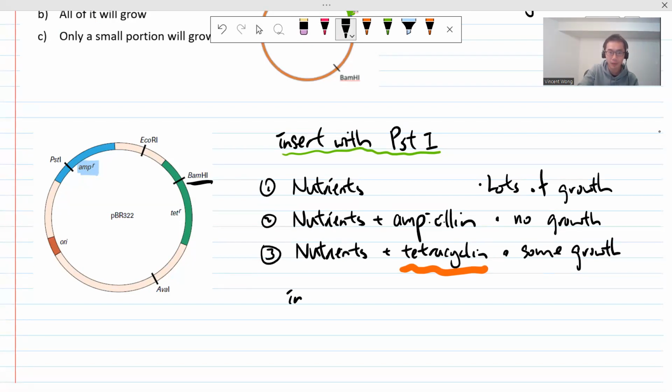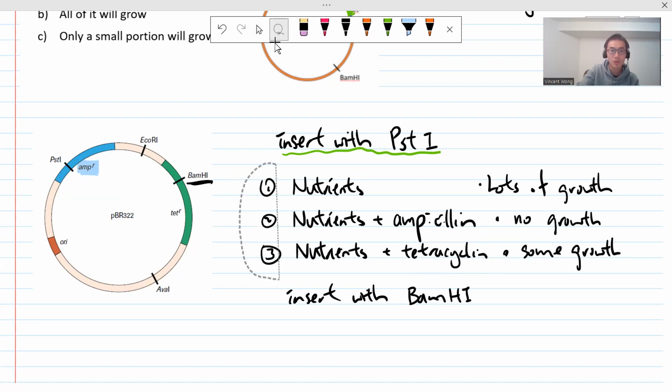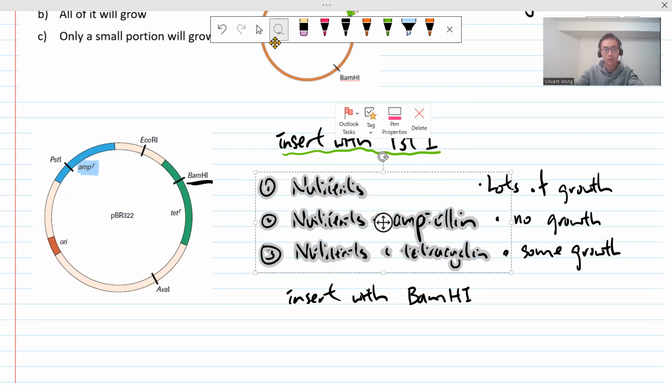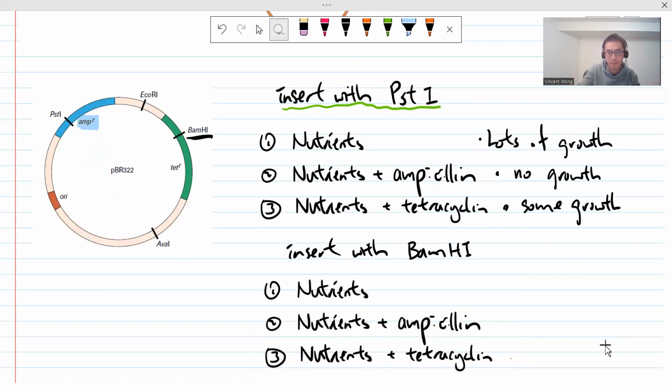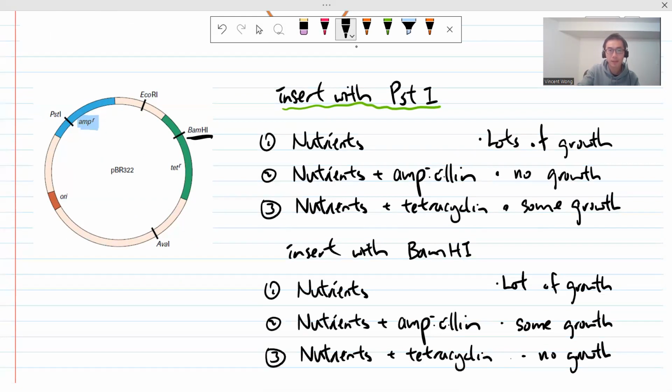Okay, let me just write that down for you. Insert with BamHI. So it's basically the opposite. Yes, but do you understand why? It's opposite because you are interrupting the other resistant gene. If you interrupt it, they will no longer have protection against it, and that's why they will die in the presence of that antibiotic, okay? So this one is some growth, and this is no growth.